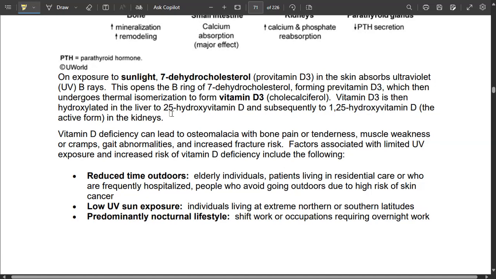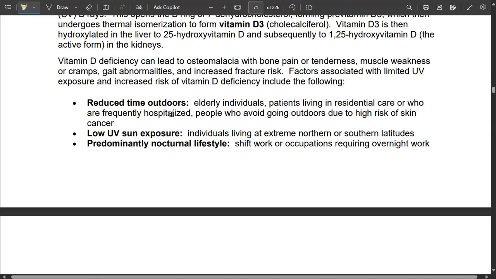So exposure to UV B rays: 7-dehydrocholesterol, provitamin D3 in the skin, absorbs UV B rays. This opens the B ring of 7-dehydrocholesterol, forming previtamin D3, which then undergoes thermal isomerization to form vitamin D3, cholecalciferol. This is hydroxylated in the liver to form 25-hydroxy vitamin D, and subsequently in the kidneys to 1,25-dihydroxy vitamin D.